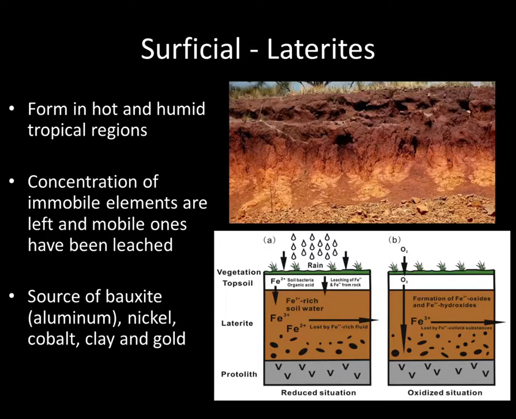In hot and humid tropical regions, especially those with distinct wet and dry seasons, some metals are concentrated in laterites, a type of soil in which most elements have been leached, leaving only those elements that are immobile during weathering. Different rock types will produce different concentrations of minerals when leached, including bauxite from granitic rocks and nickel and cobalt from ultramafic rocks. Certain specialty clays also form in these types of environments.